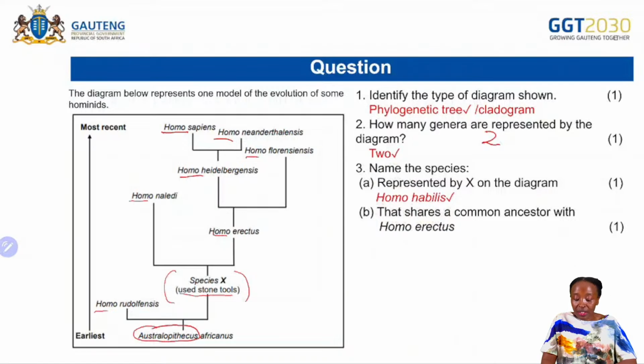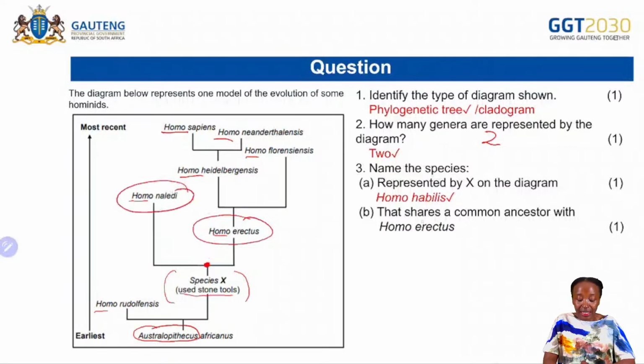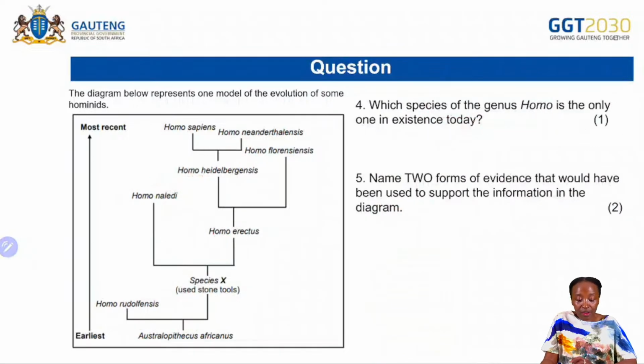Then name the species that shares a common ancestor with the Homo erectus. So we have Homo erectus over here, and here is the common ancestor at the bottom where it branches into 2. So the other species from this branch is the Homo naledi. So Homo naledi is the one that shares a common ancestor with the Homo erectus. And then on the very same question again, which species of the genus Homo is the only one in existence today? We said out of all these Homo species that we spoke about, the only one that is still in existence today is the Homo sapiens.